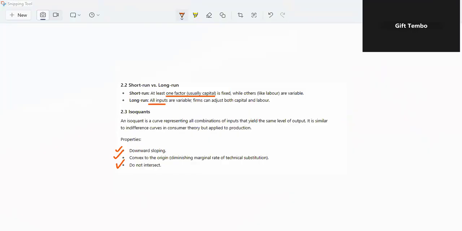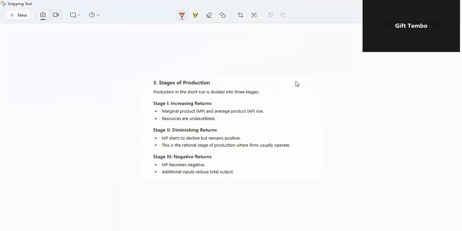Then we go to understanding the stages of production. These stages must be understood through the curves. Number one, we have stage one, where we have what are called increasing returns. These stages are very important. For stage one, the marginal product and average product are both increasing.